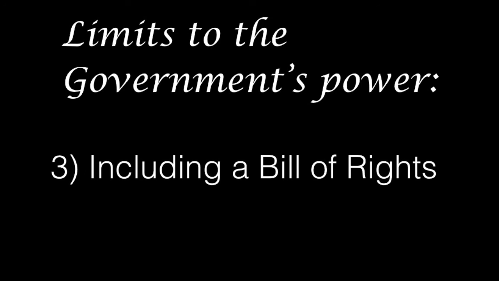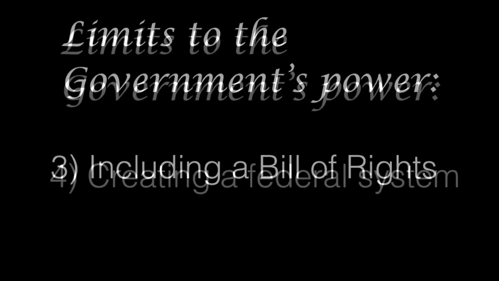Number three, our Constitution includes a Bill of Rights. That's the first 10 amendments to the Constitution. And the Bill of Rights is essentially a series of limits placed on what government can do. We will have a full class in the future about the Bill of Rights and our civil liberties that are connected to the Bill of Rights. So I'm not going to get too deep into that right now.